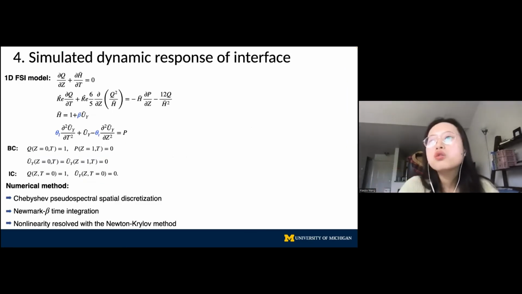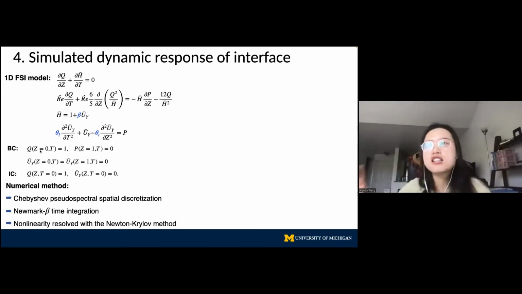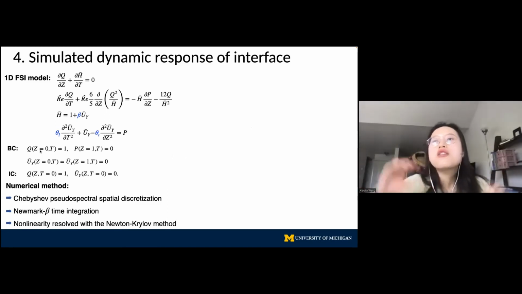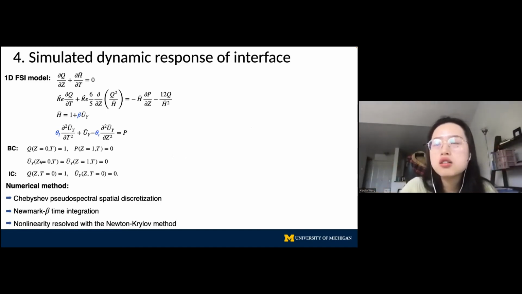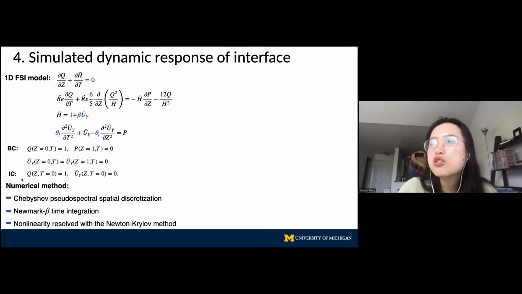Next, I will show you some simulated results of the 1D FSI system. For this 1D FSI model, we apply a few boundary conditions and initial conditions. We fix the flux at the channel inlet and set the channel outlet pressure to gauge. For the displacement at both ends, the displacements are restricted to be 0. And as for the initial conditions, we consider uniform flow under undeformed channel height.